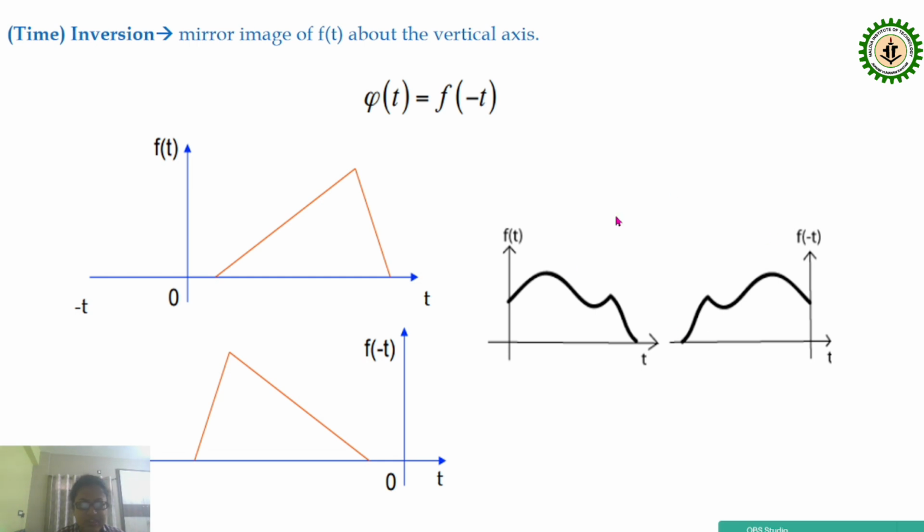Another example is also there: this is your f(t), just fold it along the y-axis, and it will get an impression at the left side of t. So that is your mirror image or inversion. These two operations are important for signals. Basically we do this delay or shifting and inversion. Other operations are also there, one by one we will discuss later.